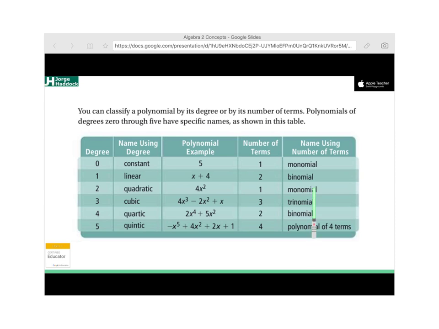Right? Now, by the number of terms, if we have only one term, it's a monomial. If we have two terms, it's a binomial. If we have three terms, it's a trinomial. And if we have 4 or more, we're just going to call it a polynomial of whatever terms we have.